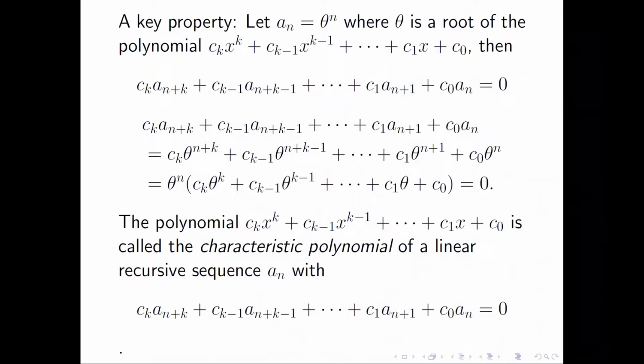The polynomial is called the characteristic polynomial of the linear recursion. The characteristic polynomial is an important concept in many areas of mathematics, for example, ordinary linear differential equations. So for details of linear recursions and their characteristic polynomials, if you are interested, you can Google the concept to find more materials on the web.